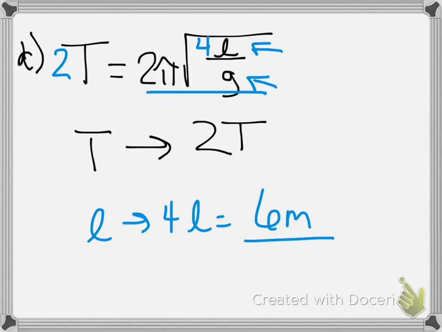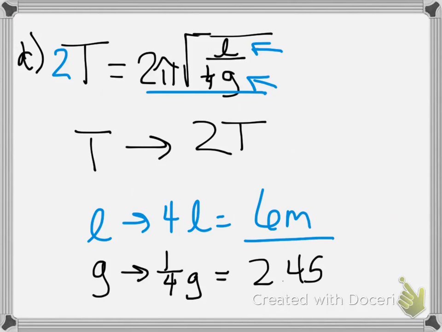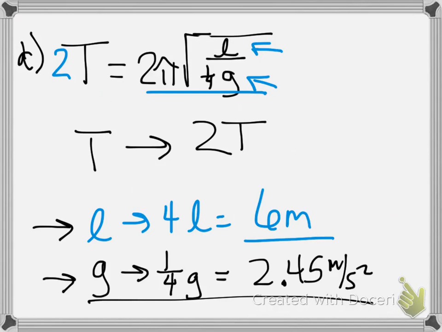Another thing that we could do is, instead of dealing with the length of it, we could somehow change the gravitational pull, and I don't know how you do that. I guess you'd have to go to a different planet, but what you would have to do is change the gravity to 1/4 the original gravity. So g would have to go to 1/4 g, or in this case, instead of 9.8, we would have to do 2.45 meters per second squared. So that's another thing. I'm assuming they would probably be looking for the first answer, but hey, that answer would also work as well. And then that would be the end of this one.